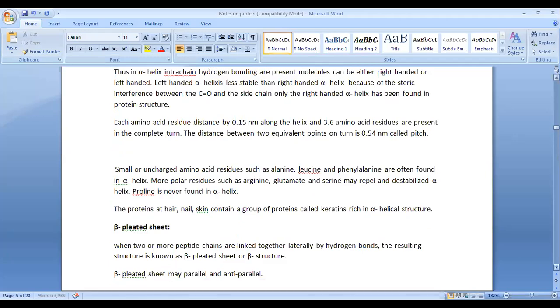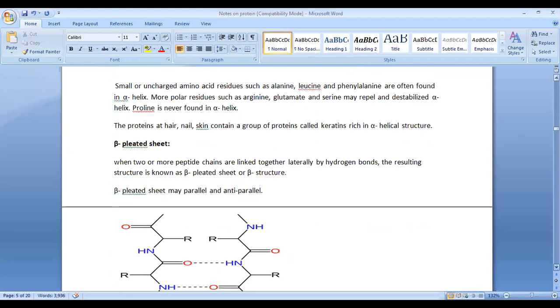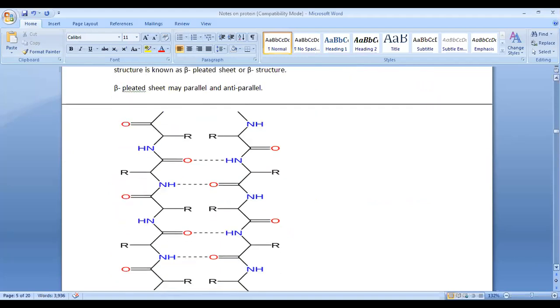Smaller uncharged amino acids like alanine, leucine, these are the things I already discussed. Now beta pleated sheet, I told you parallel and anti-parallel. So this is actually anti-parallel. You can see there is one polypeptide chain, and here is another polypeptide chain, and between them you can see there is a hydrogen bond.